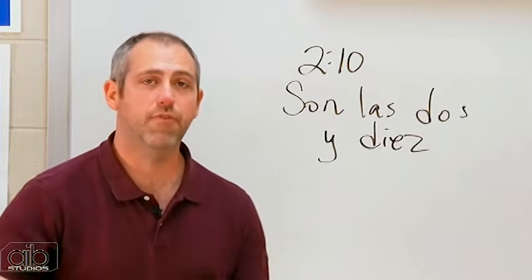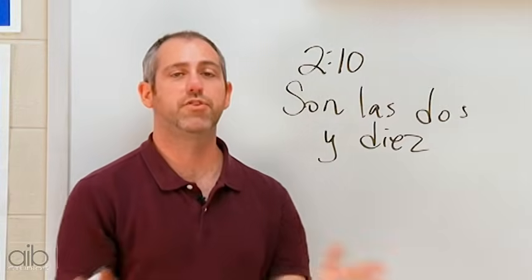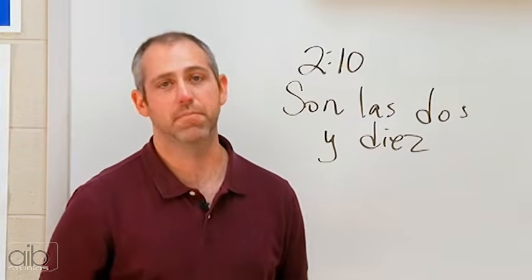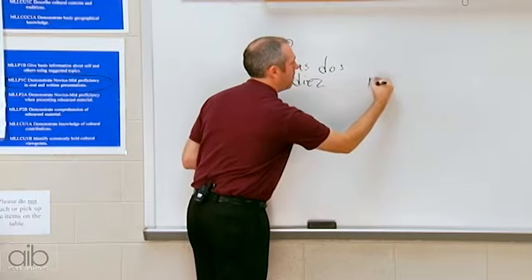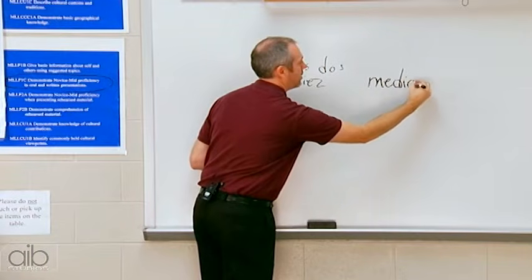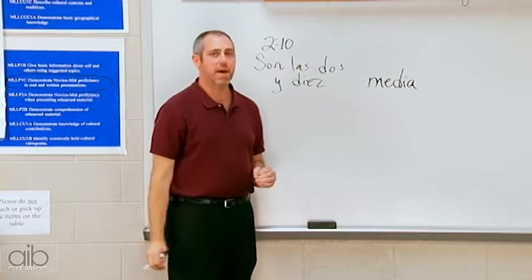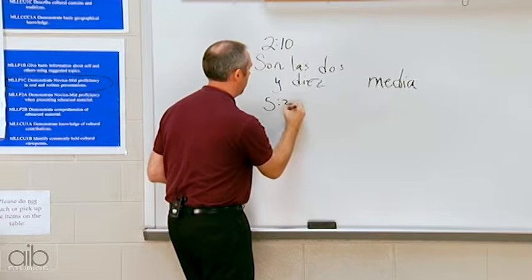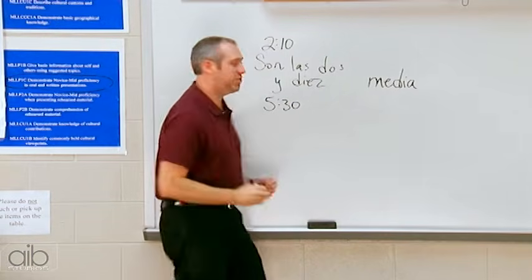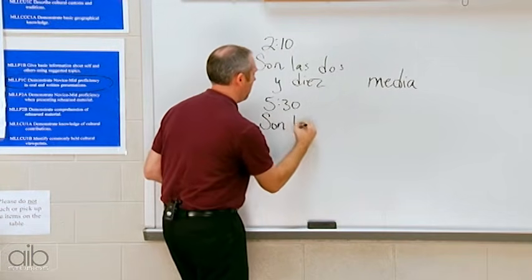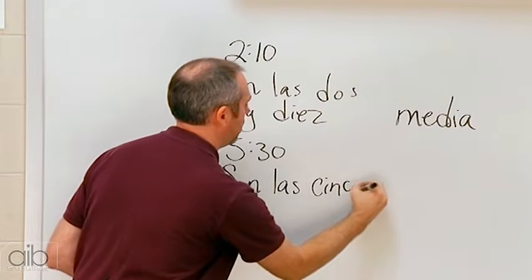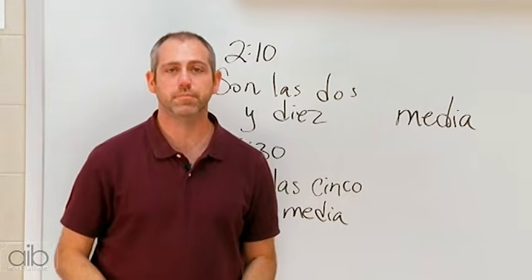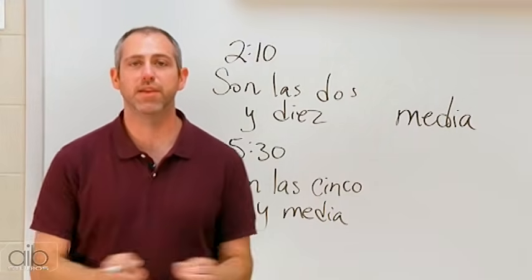2:10. Now for 30, let's say for example it's 4:30. We don't say 30 when we're talking about time. We're going to use the word media. Now I'm going to put it over here so we can do an example here. Media means half. So if we want to say it's 5:30, we would say son las 5:30.